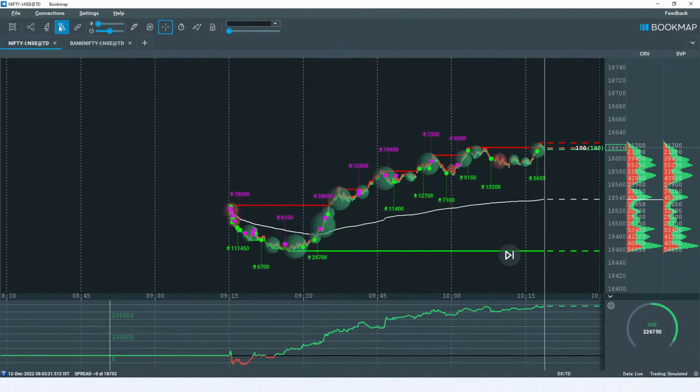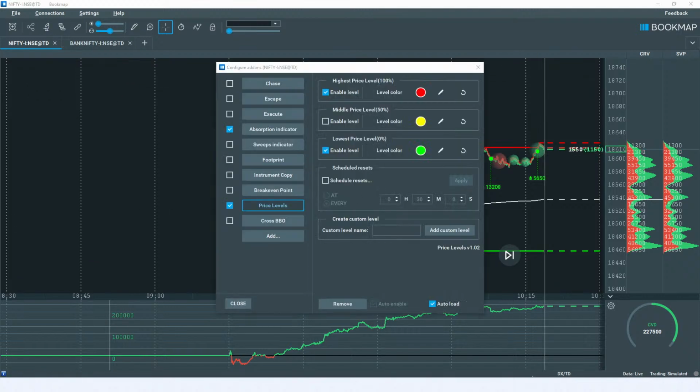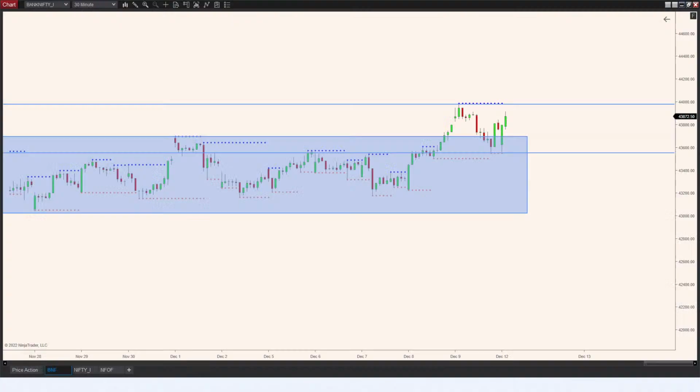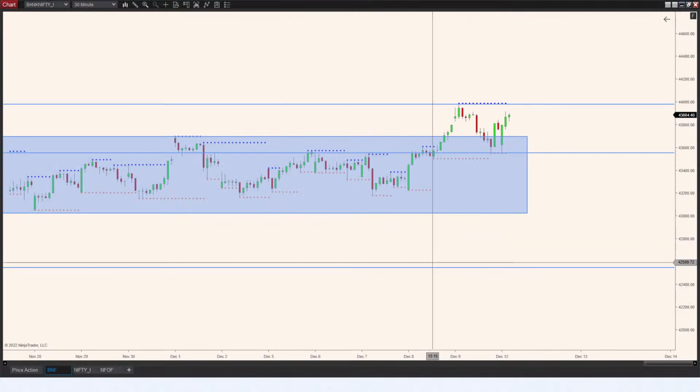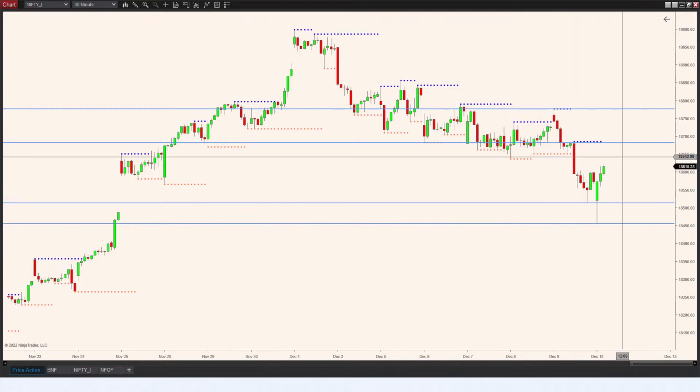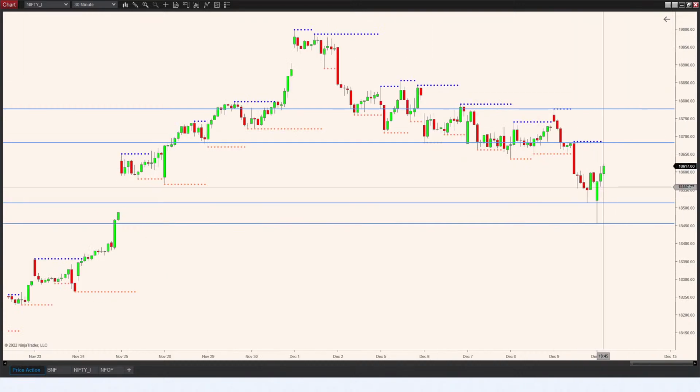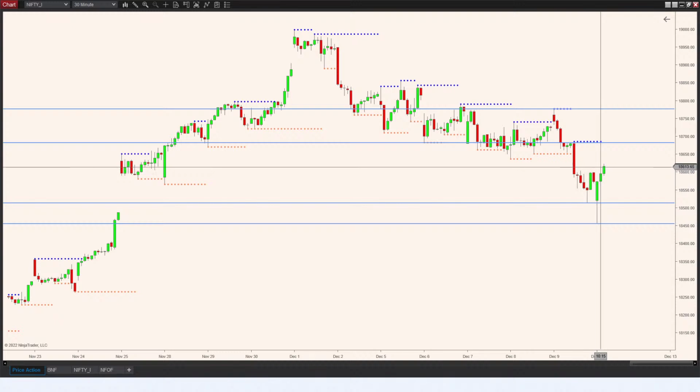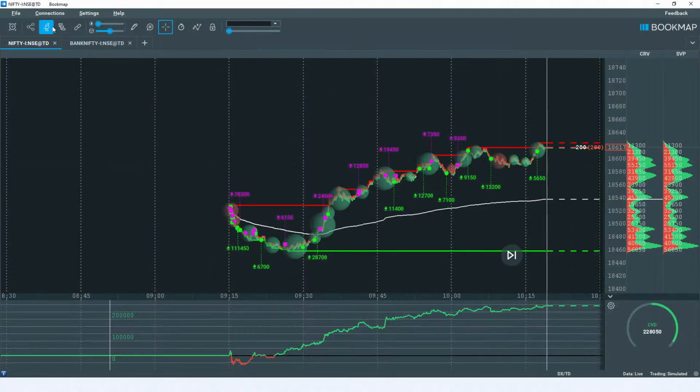And there is one more way of doing it. Let me show you that as well. For example, let's say we are monitoring this particular level around 43,980. Sorry, it's BNF. Let's see the Nifty. IB high is somewhere around 18,650. So how can we mark that specific price level?